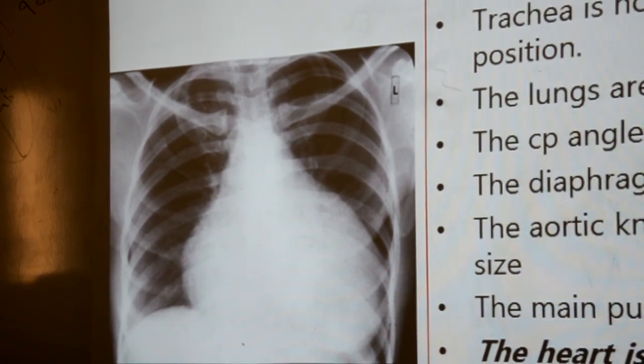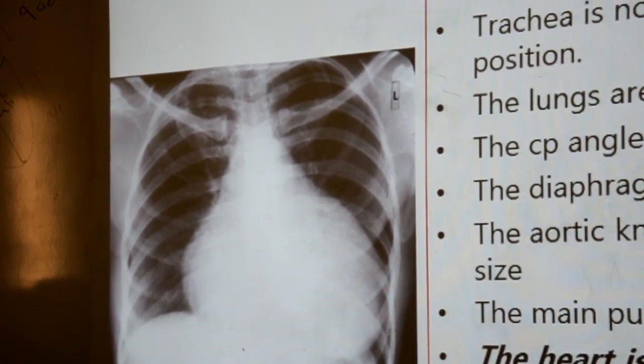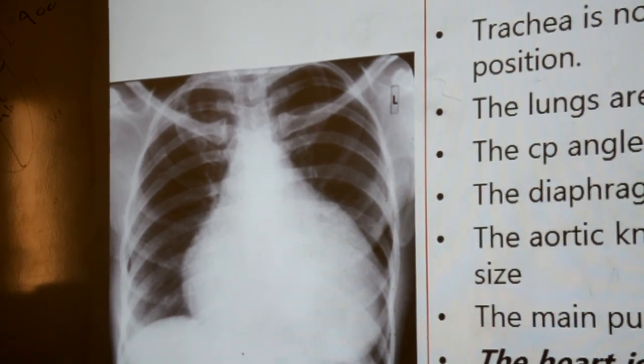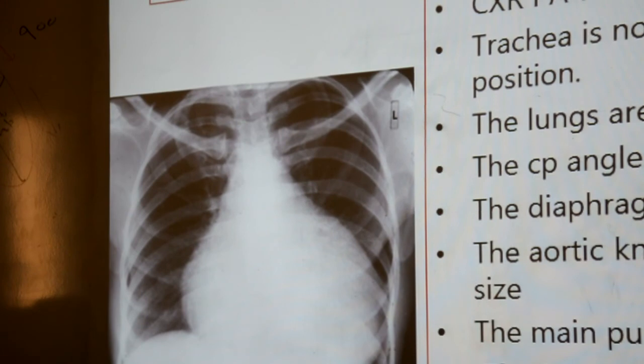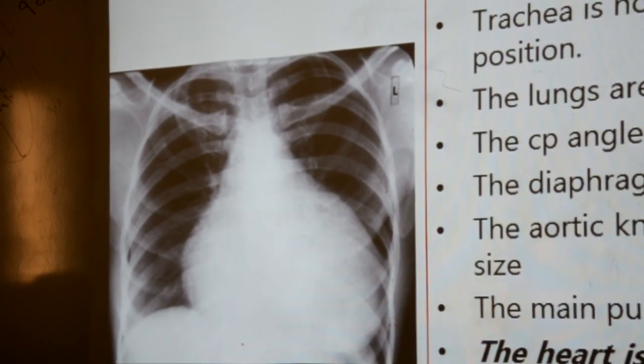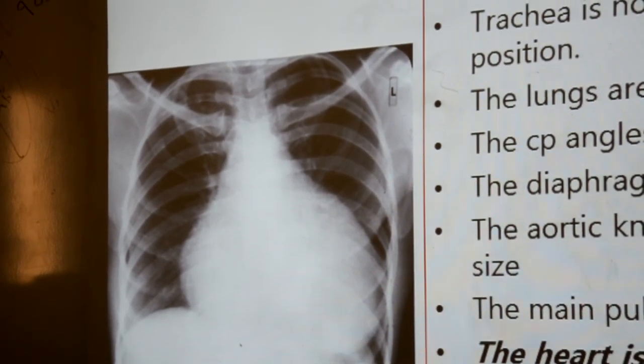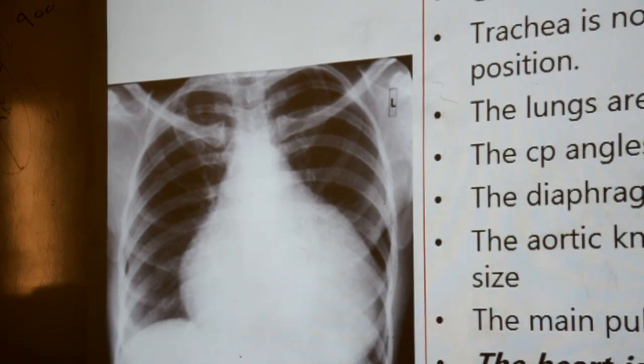First of all, the heart is large. Then comment on the shape. What is the shape of the heart? Bowl shaped, or round, a round globular shape. The cardiothoracic ratio is higher. It is large. The borders?